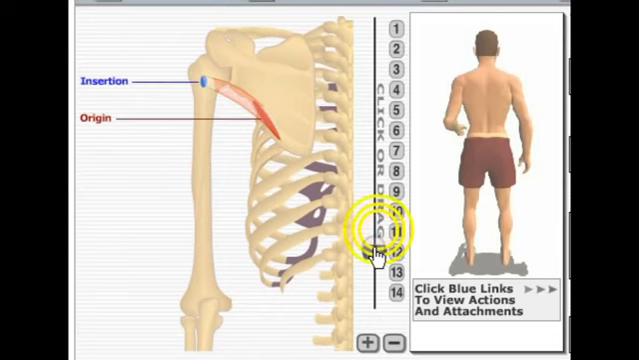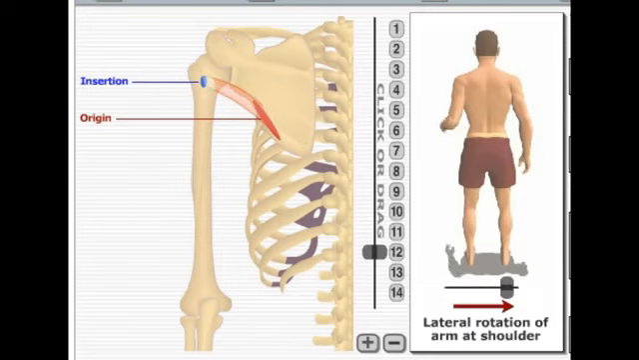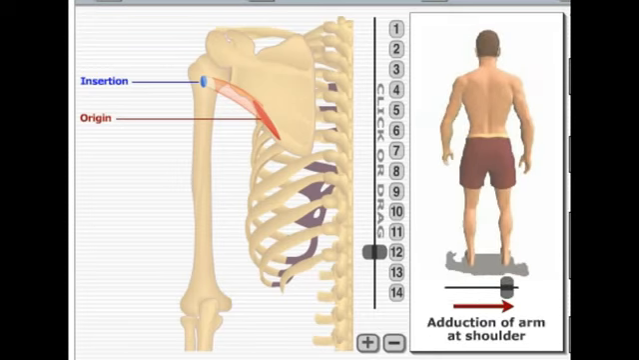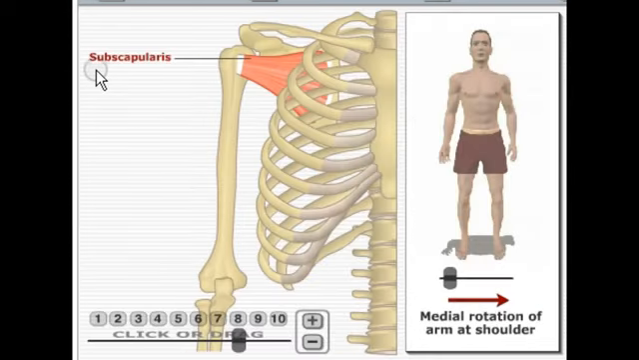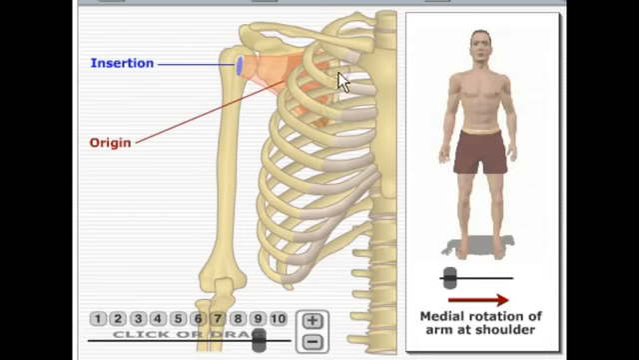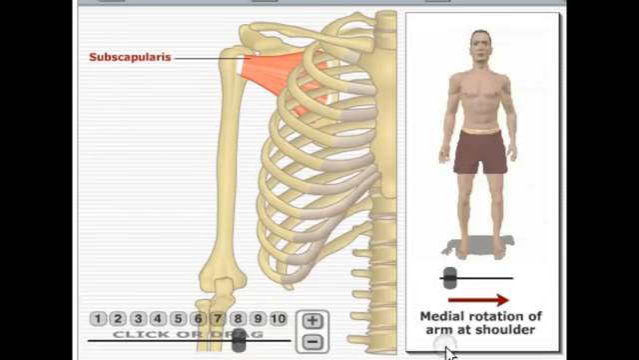Next is teres minor. Teres minor originates on the lateral border of the scapula and inserts into the greater tubercle of the humerus. It does lateral rotation of the humerus as well as weakly adducts the arm at the shoulder. Here is subscapularis. It's going to originate on the subscapular fossa of the scapula and insert on the lesser tubercle of the humerus. Its main action is medially rotate the arm at the shoulder. This is the last muscle in the rotator cuff muscles. It includes subscapularis, supraspinatus, infraspinatus, and teres minor.